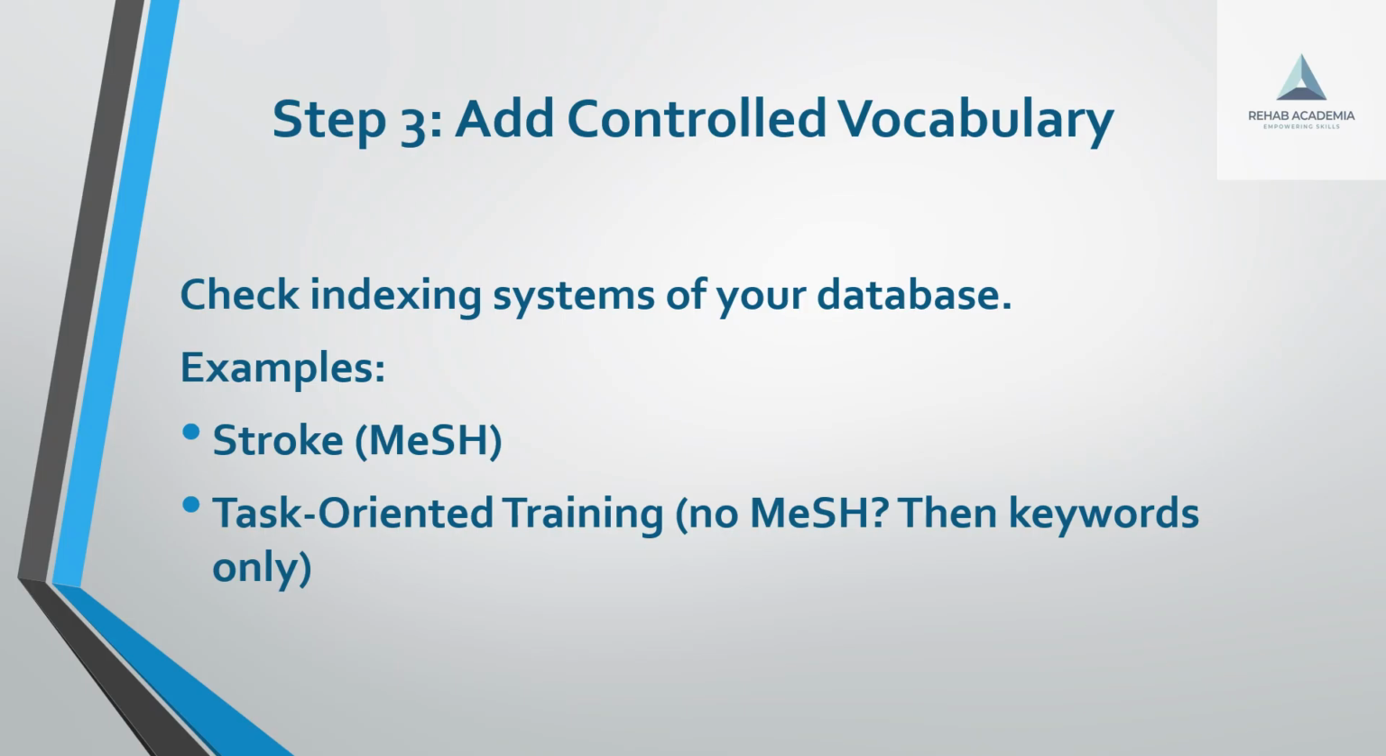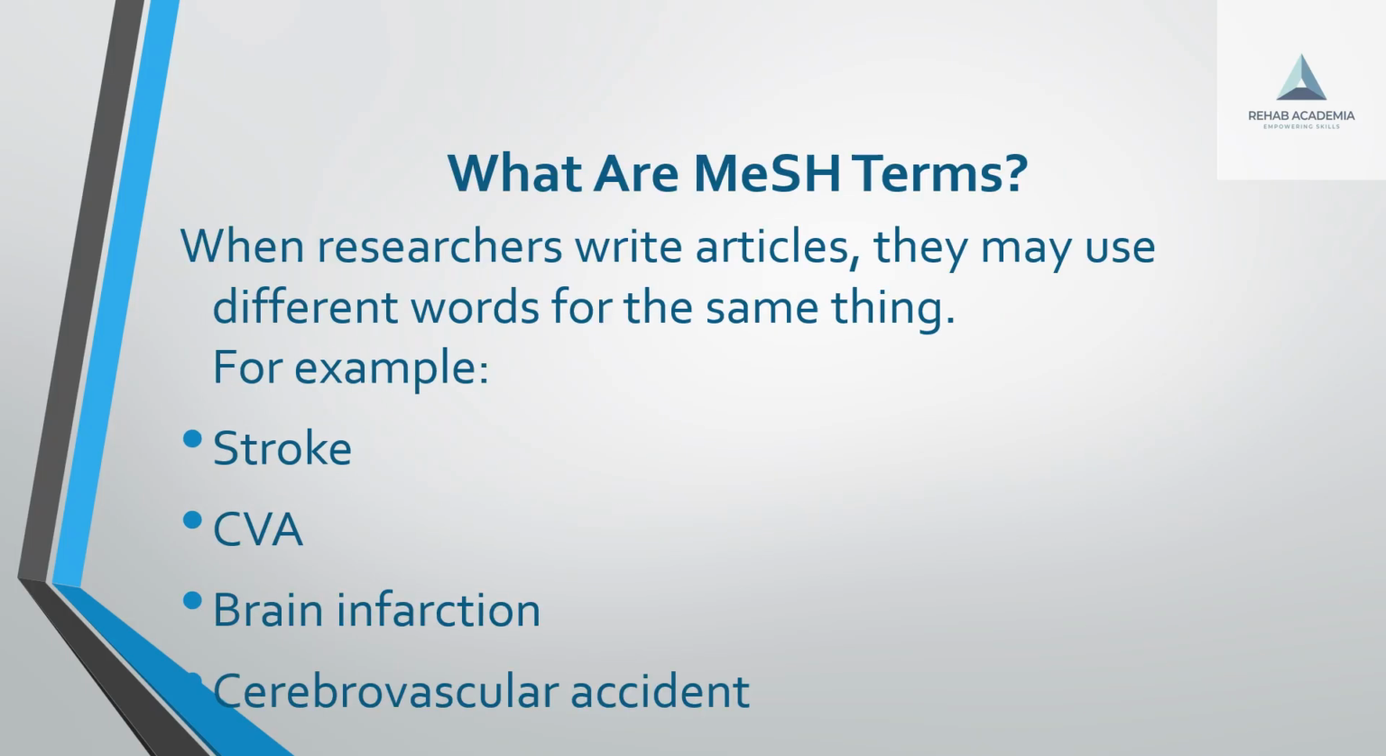Most databases like PubMed or Scopus use indexing terms. In PubMed, these are called MeSH terms. Select your main topic in the database, check the MeSH entry, and add it. For example, I have searched for the word stroke and it came out as a MeSH term. Task oriented training, no MeSH. Then you only rely on keywords. This step helps catch the papers using different wording.